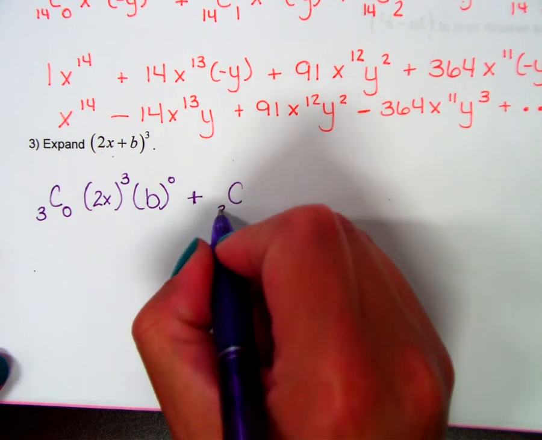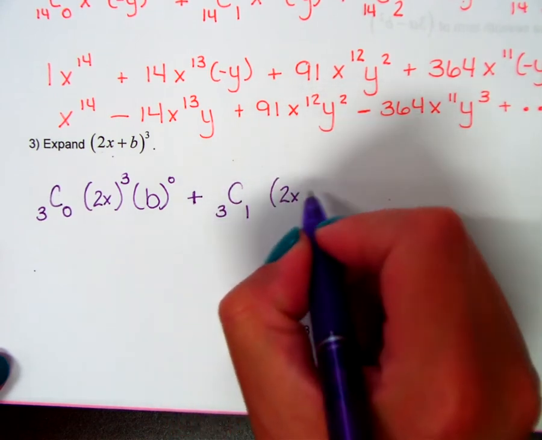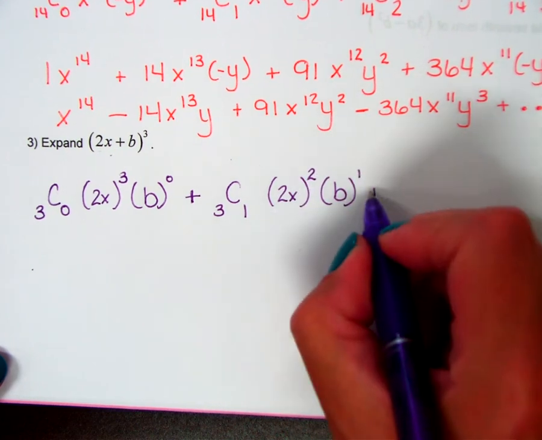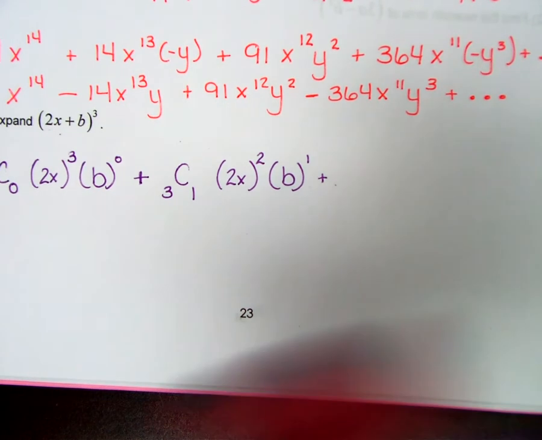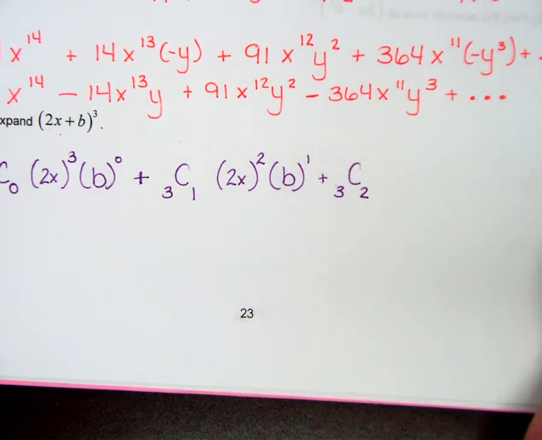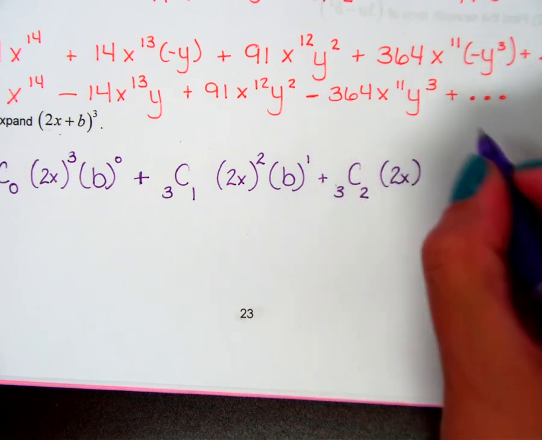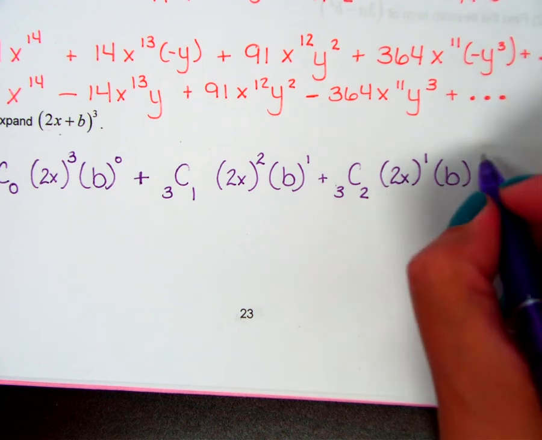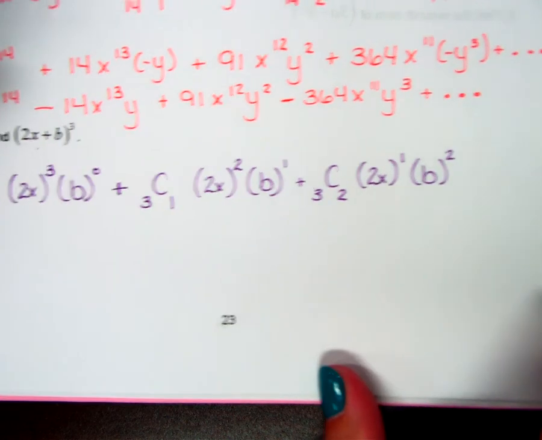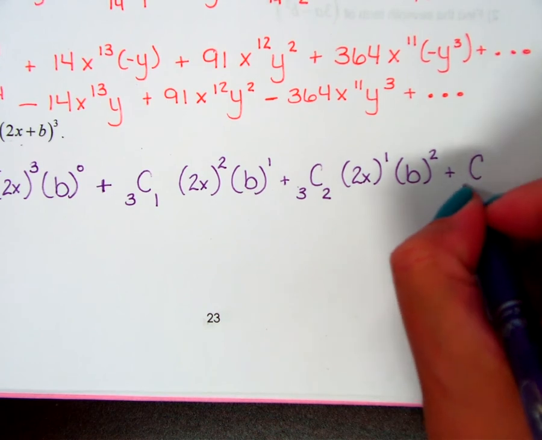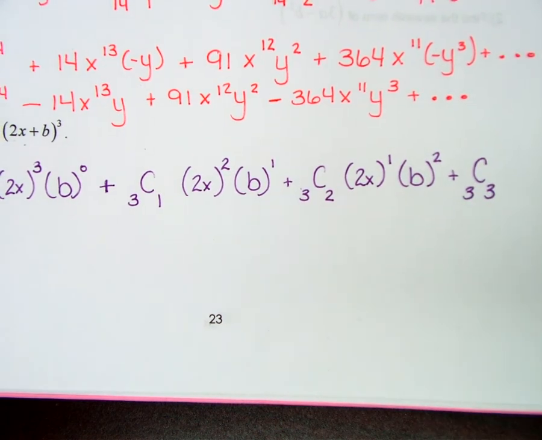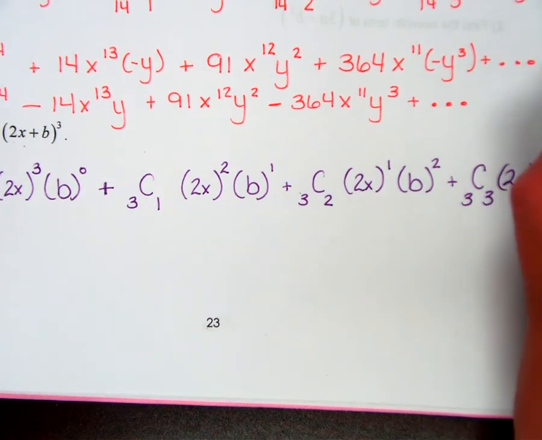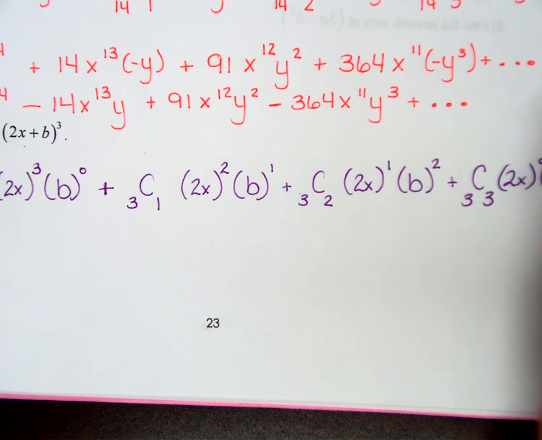Okay, then the next one's going to be 3 choose 1. What's happening to my 2x? 2x squared, b to the exponent 1. Oh, see, I'm getting spacey again, and I need to tighten things up. 3 exponent 2, 2x goes to 1. Okay, b squared. And then the last term is going to be 3 choose 3. And you know you're done when you've maxed out, like n equals r. And then you're going to have 2x to the exponent 0 and b to the exponent 3.